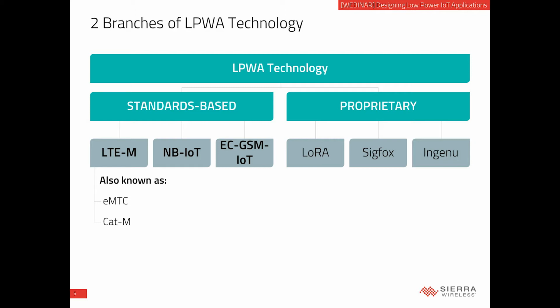And finally, you also have a development of legacy 2G networks, especially aimed at areas where 2G networks are still very prevalent. It's called EC-GSM-IoT, standing for Extended Coverage GSM IoT.